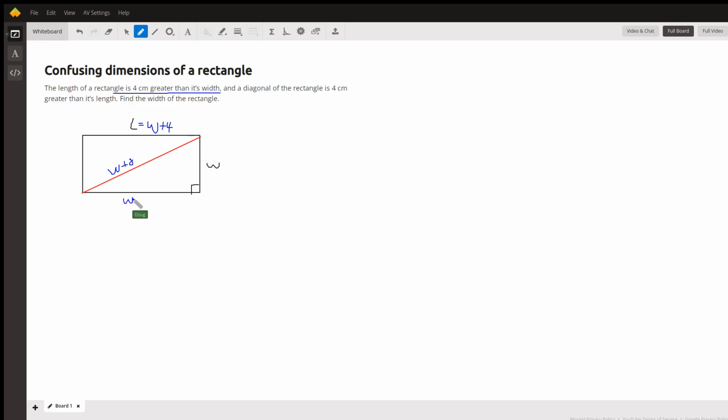Since the opposite sides of a rectangle are equal, I can put a W plus 4 down here also. So now we have a right triangle with expressions for all the side lengths, and we can apply the Pythagorean theorem. The sum of the squares of the legs equals the square of the hypotenuse. So there's the square of the short side, the width, plus the square of the length, or the other leg, is equal to the square of the hypotenuse. And we have to solve that equation for W, and we'll have it.